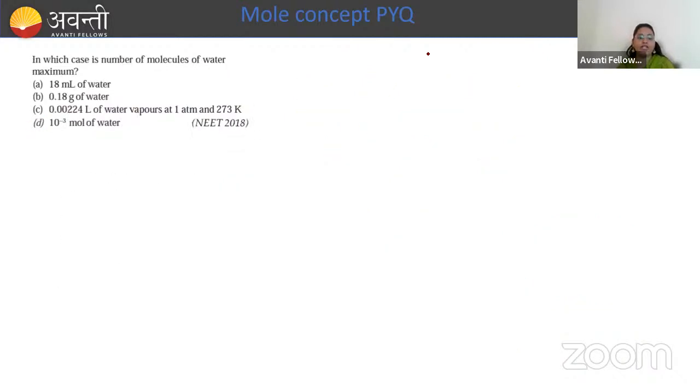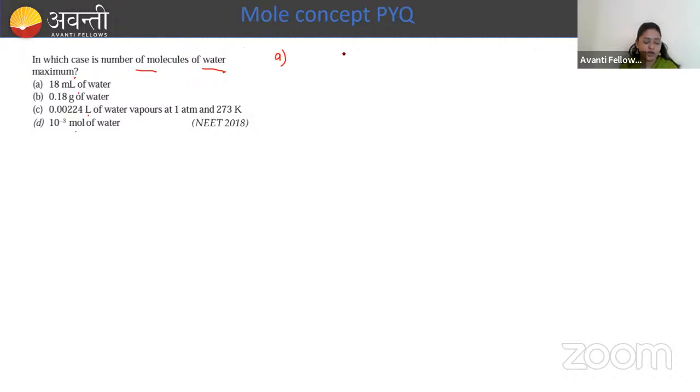Next problem. In which case is the number of molecules of water maximum? Now we have the water molecule specified, and here volume is given, here weight is given, in the third one volume is given, and in the next one moles are given. Now we need to find the number of molecules. We are going to do it option by option. First is 18 ml of water.